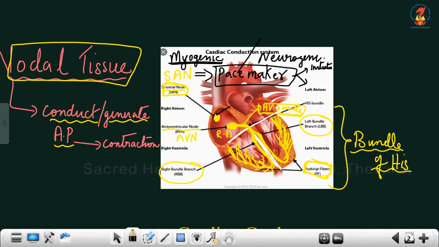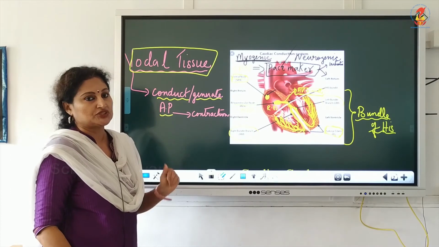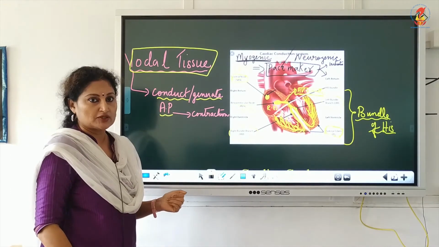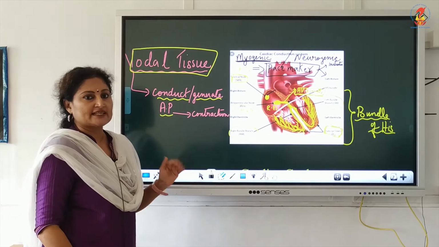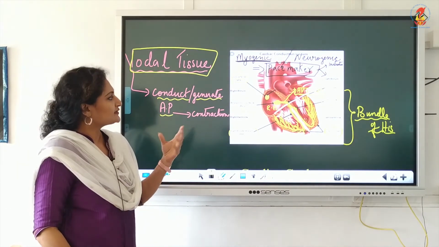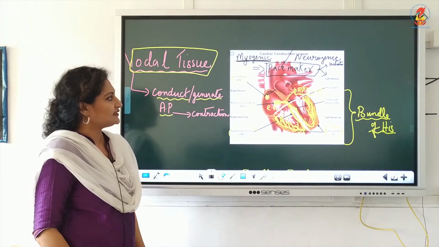A neurogenic heart is a heart that is controlled by the brain or by the nervous system. But the human heart is not controlled by the nervous system. It is controlled by the SA node, which is a piece of musculature, the nodal tissue. So it is called a myogenic heart. We can also say that it is auto-excitable, that is, it is controlled by itself. It is not controlled by the nervous system. Clear?